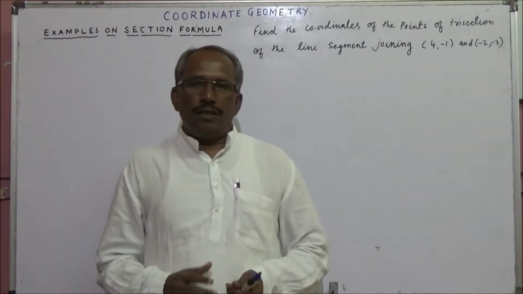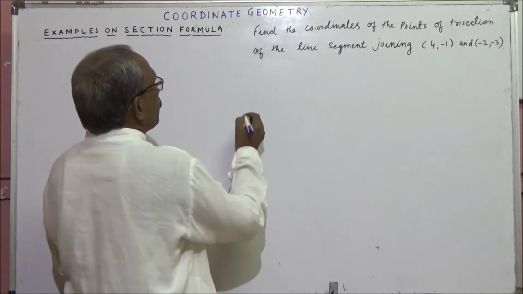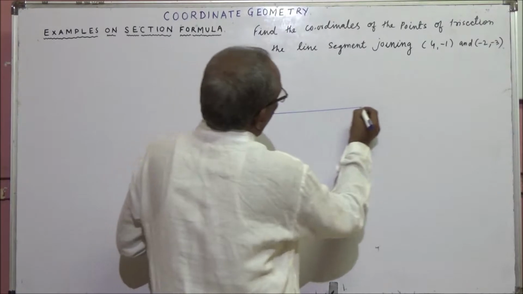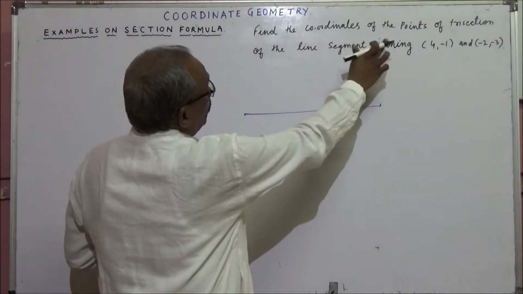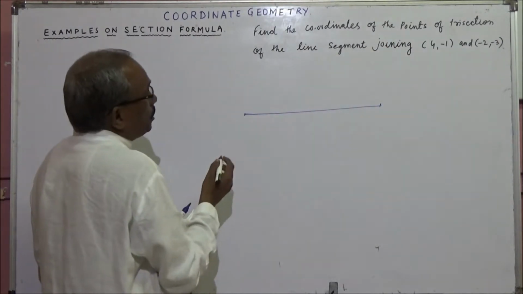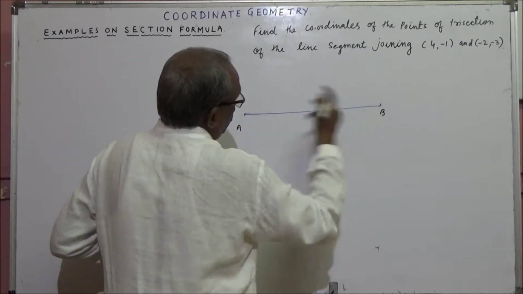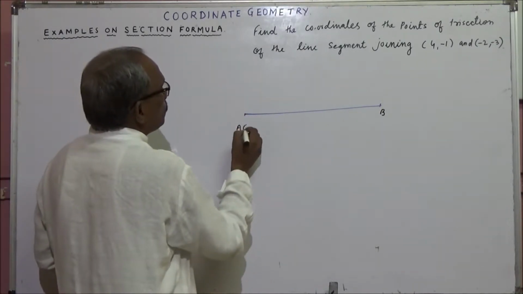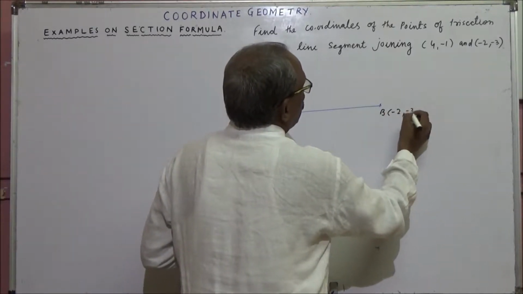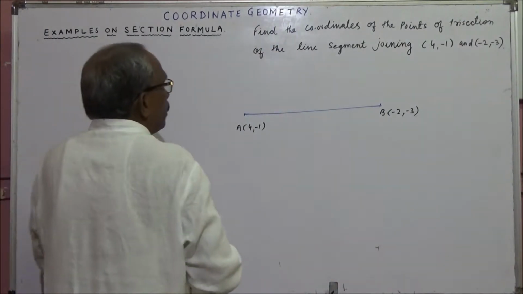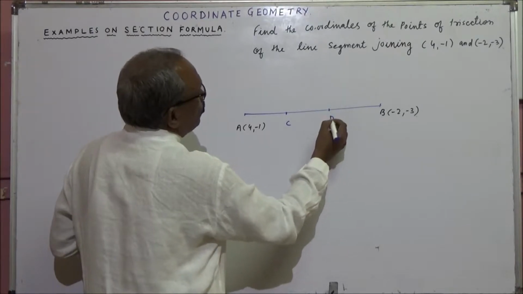Okay, dear students, let us solve one more example on section formula. So what is given here? That we have to find the coordinates of the points of trisection of the line segment joining 2 points. Suppose this is the given line segment, that is (4, -1) and (-2, -3). Now trisection, suppose these are point C and point D.